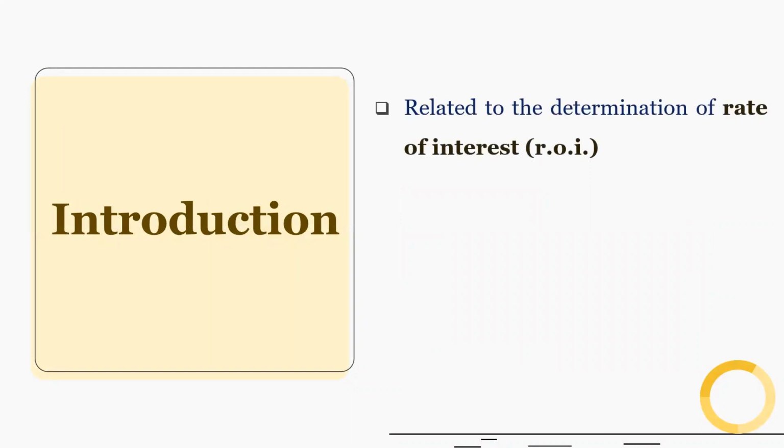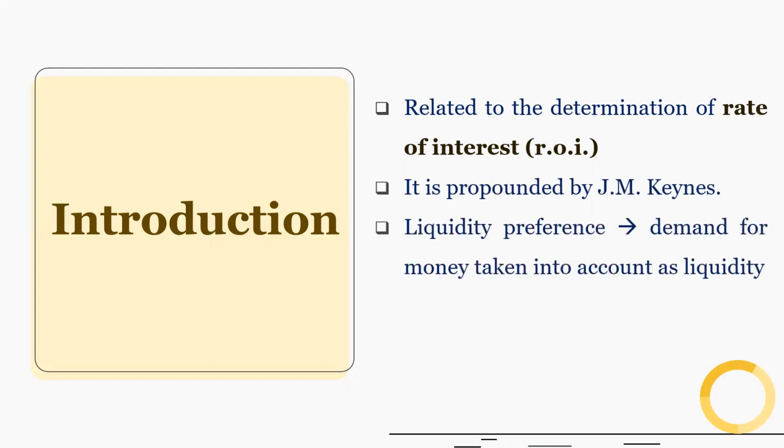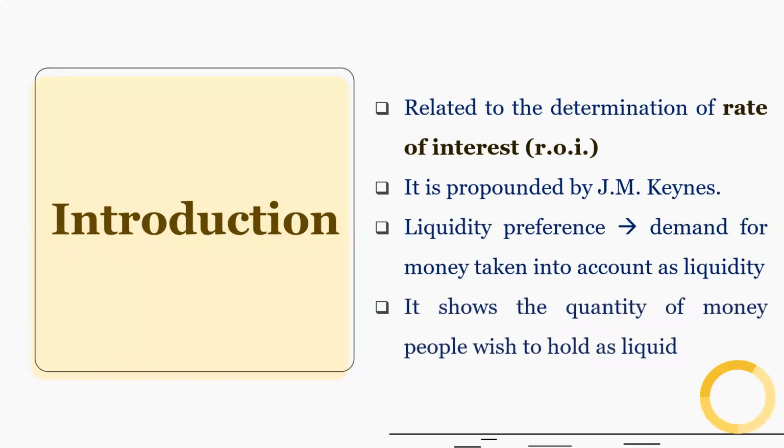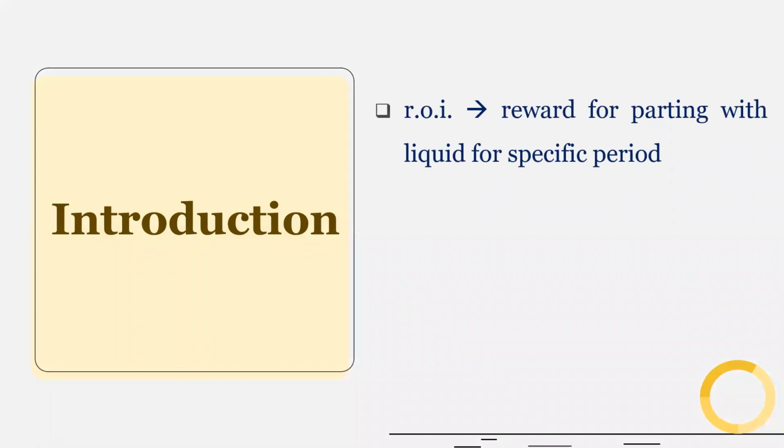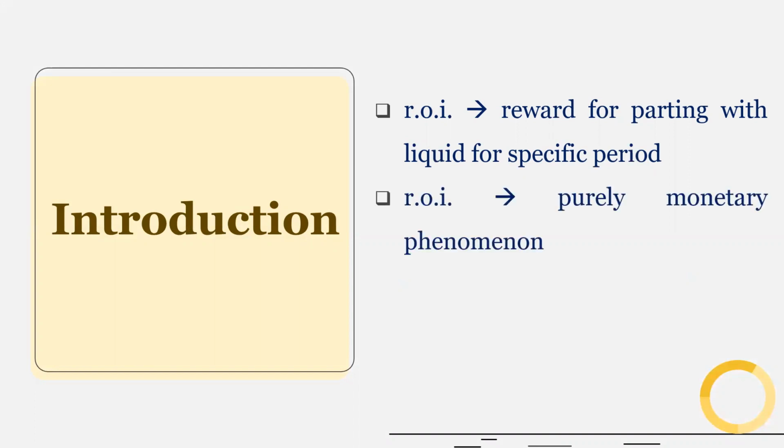Let's begin with the introduction. This theory is related to the determination of rate of interest and it is propounded by John Maynard Keynes. Now, liquidity preference means demand for money taken into account as liquidity. So it shows the quantity of money people wish to hold as liquid. So rate of interest is reward for parting with liquid for specific period. And according to Keynes, rate of interest is purely monetary phenomenon.